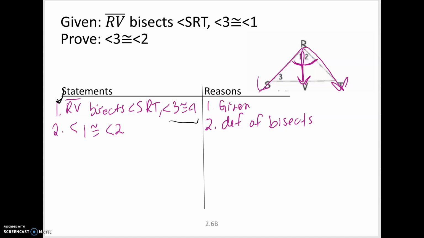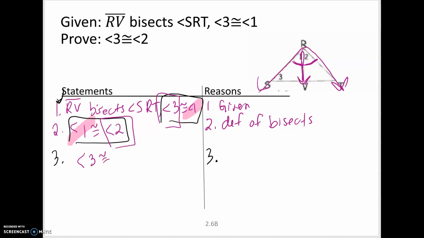So now I'm looking at the other part of my given and my new statement. What do you see? What do you notice? Hopefully you see that both of them are congruent to the same thing, that angle 1. So I'm going to write a statement from what's left. I have angle 3 is congruent to angle 2. And that, remember, is your transitive property. And that is what we were trying to prove. So that's a done proof.